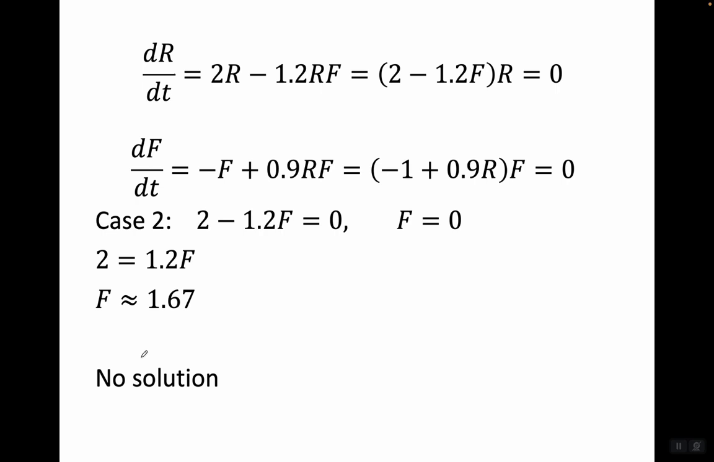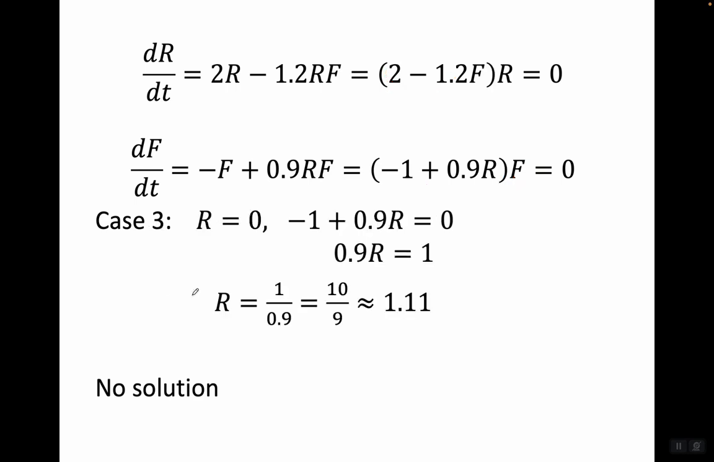Okay, let's try case 2. For case 2, this equals 0, 2 minus 1.2f, and this equals 0. So in case 1, we had this is 0 and this is 0. Now we're choosing this equals 0 and this equals 0. So we've seen before, 2 minus 1.2f equals 0 leads to f equals 1.67. And then we also have f equals 0. Yeah, that's not possible. F cannot be 1.67 and 0 simultaneously, so there's no solution here for case 2.